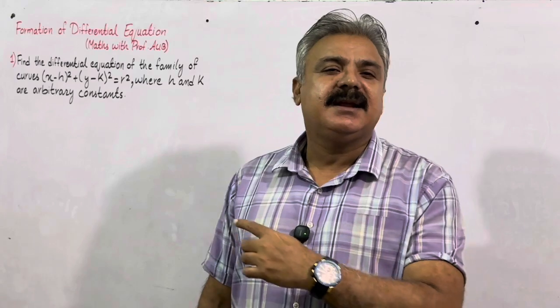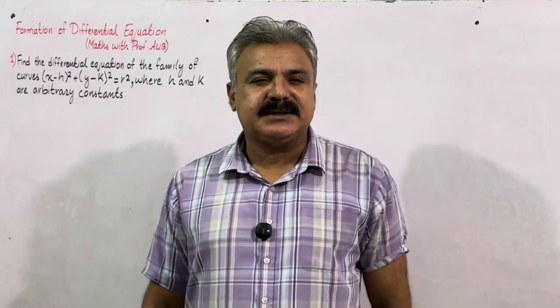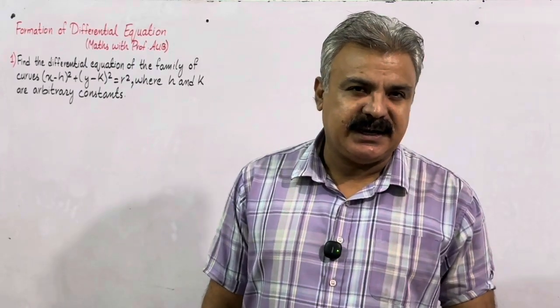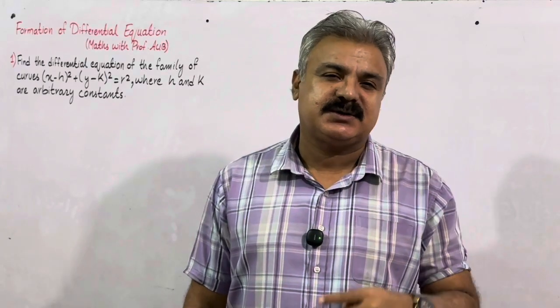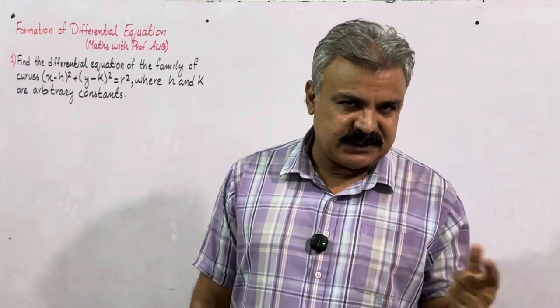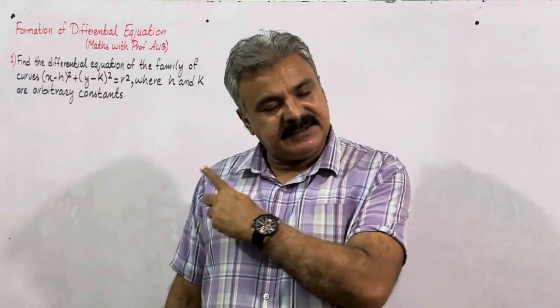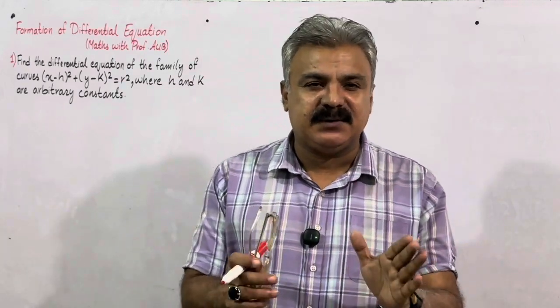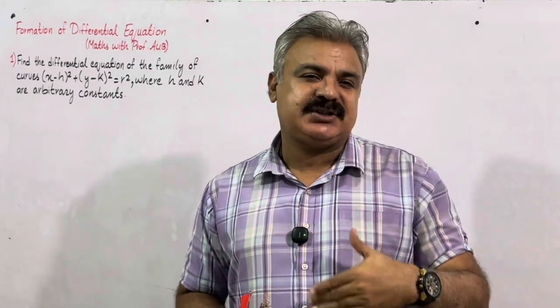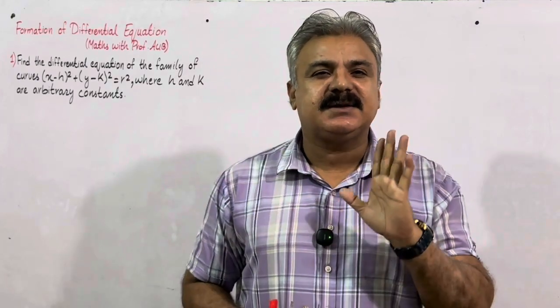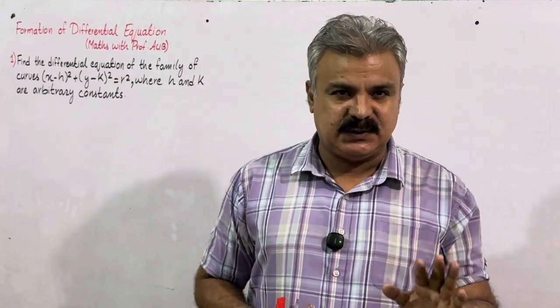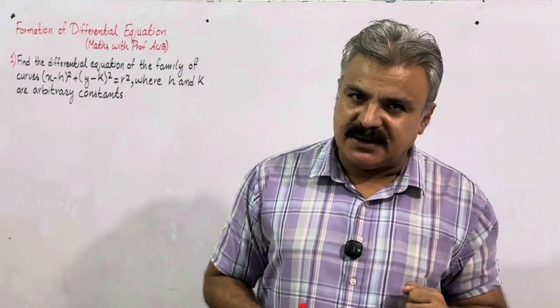Let me repeat again. The number of arbitrary constants here is 2, h and k. The given equation, 2 plus 1, 3. Using these three equations, two derivatives with respect to the independent variable and the given equation, we have to eliminate h and k. There are two arbitrary constants. We are allowed to differentiate two times. Let's jot down the work.